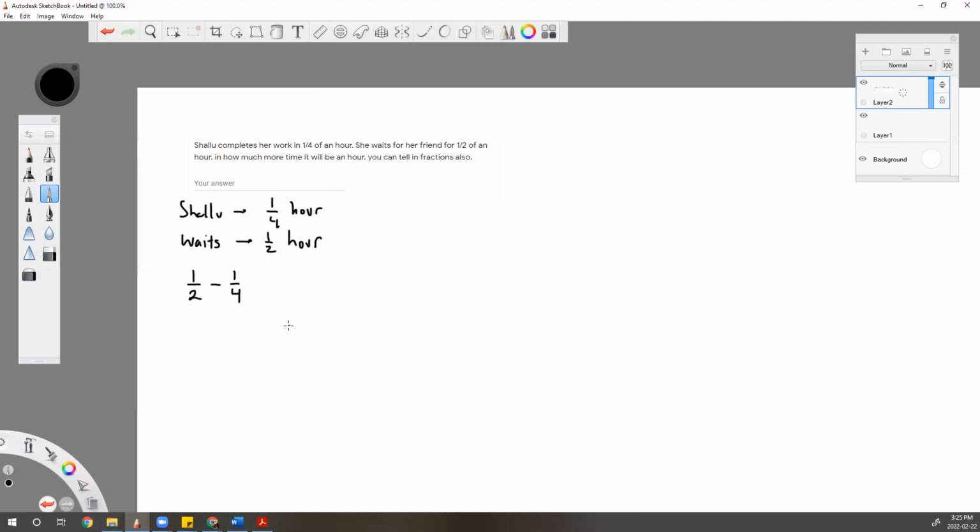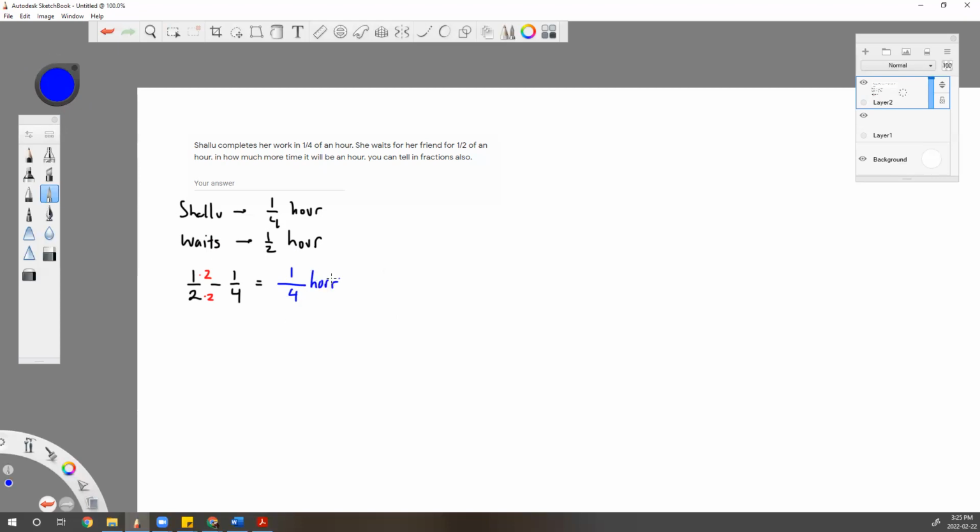She waits for her friend for 1 over 2 of an hour. How much more time will be an hour? Can you tell the fraction also? Okay, here. So you multiply by 2. You multiply by 2 also. I'm quite doubting this answer because I don't know whether your teacher gave you a trapped question or not, but I think it is 1 over 4, in my opinion.